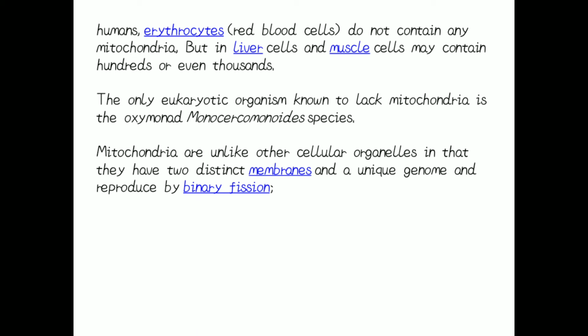Mitochondria are unlike other cellular organelles in that they have two distinct membranes and a unique genome, and are produced by binary fission. As I have shown in the previous diagram, the mitochondria show their own genome DNA, and it replicates by binary fission. You might have discussed or known this in the division of the prokaryotic cell. So you know what binary fission means? That is a single cell divided into two. Like that, the genome of the mitochondria divides by binary fission.